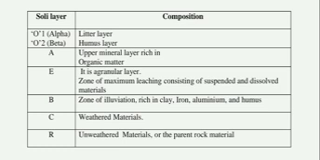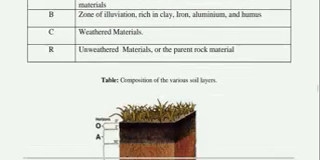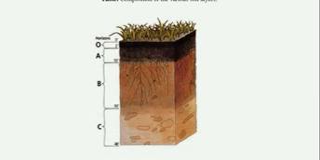So the order is O, A, E, B, C, R. A means upper mineral layer rich in organic matter. E is a granular layer, zone of maximum leaching, consists of suspended and dissolved minerals. Then B, zone of eluviation, rich in clay, iron, aluminium and humus. Weathered materials in C, and weathered materials or the parent rock material. O, A, B, C.